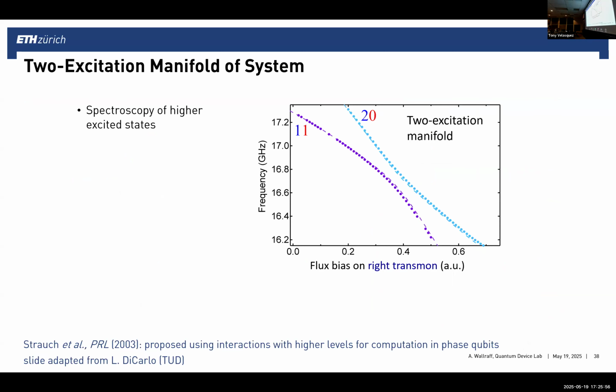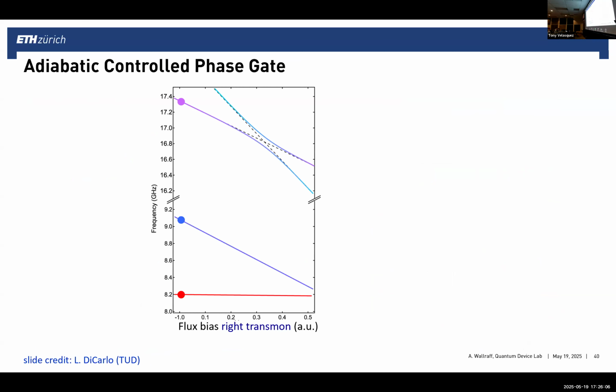Here's some experimental data that Leo Di Carlo took. You have this 2,0 state and the 1,1 state, and this is measured data on this anti-crossing. It's about 160 megahertz. And here's another picture of what this looks like in an energy level diagram.